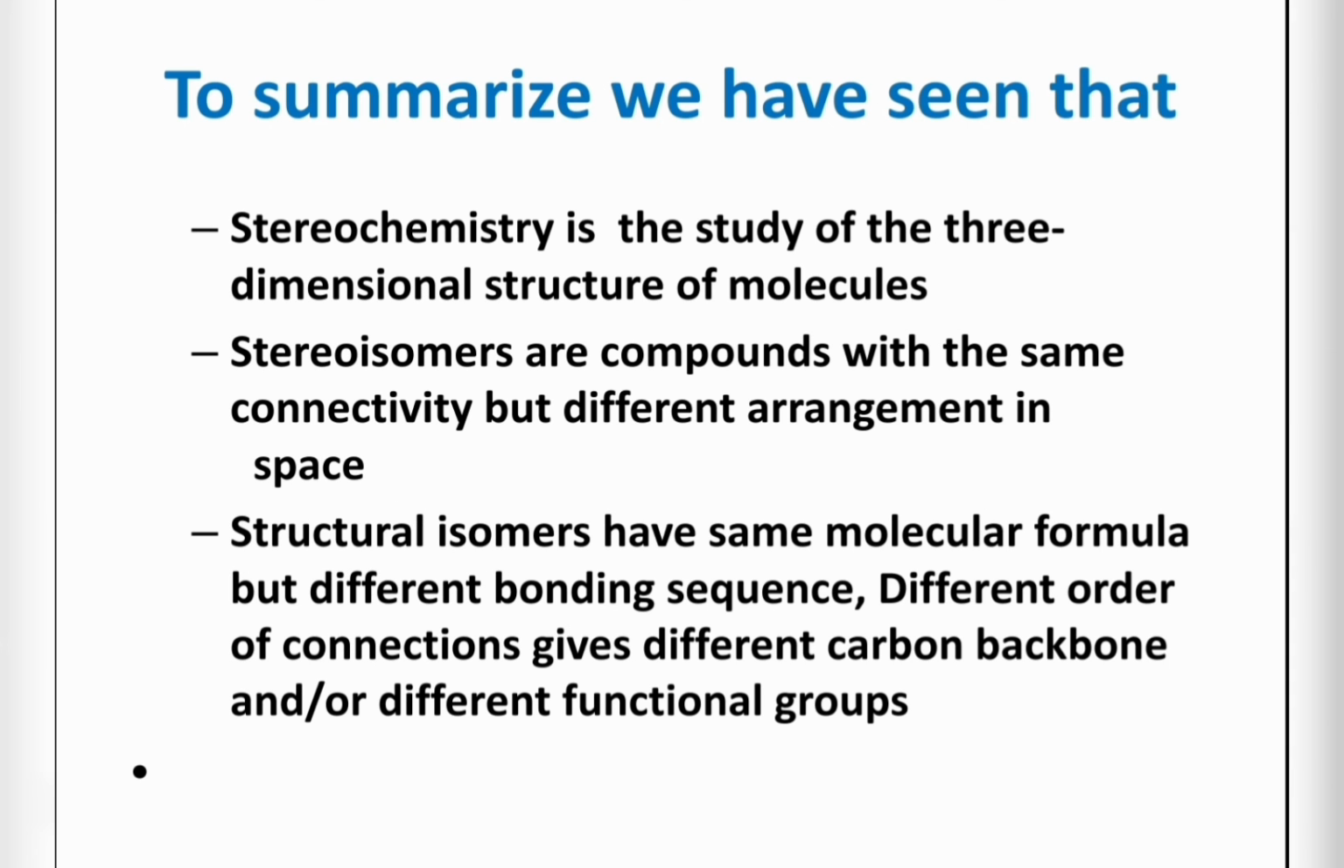To summarize, in this podcast, we have seen that stereochemistry is a study of the three-dimensional structure of molecules. Stereoisomers are compounds with the same connectivity but different arrangements in space. And structural isomers have the same molecular formula, but they have different bonding sequence or different order of connections, giving rise to different carbon backbones or different functional groups.